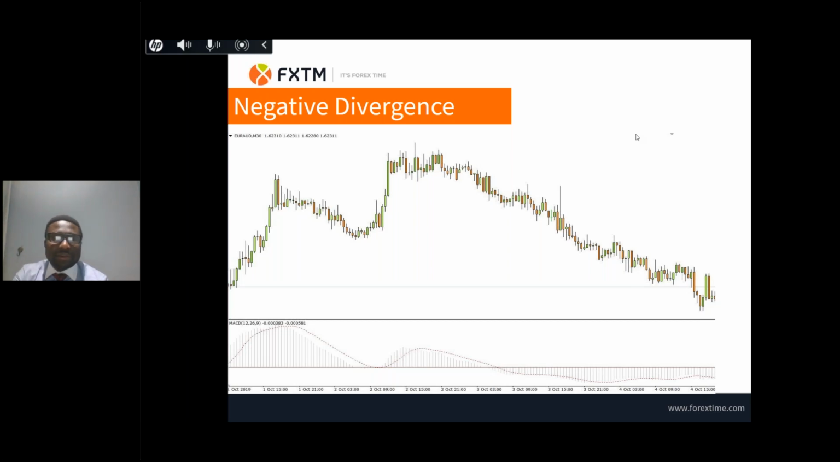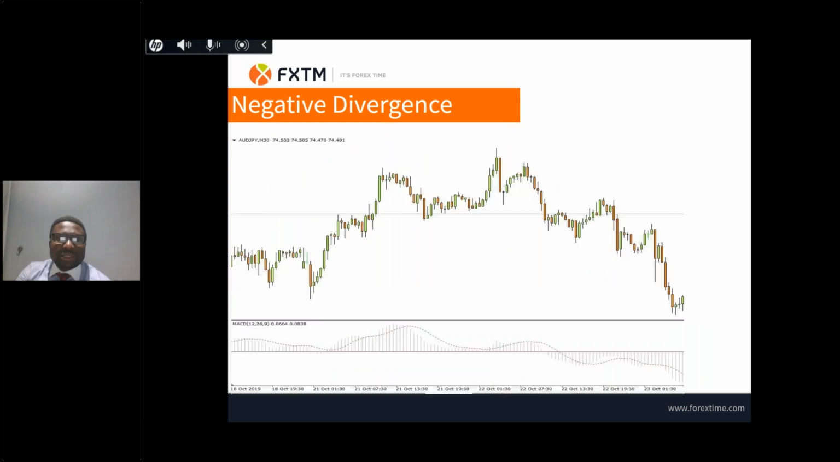For instance, look at this. Can you see that? Price made a higher high, but the indicator made a lower high. This is Euro AD, 30 minutes. Price made a higher high, but the indicator made a lower high. And before long, you see price falls and falls below.